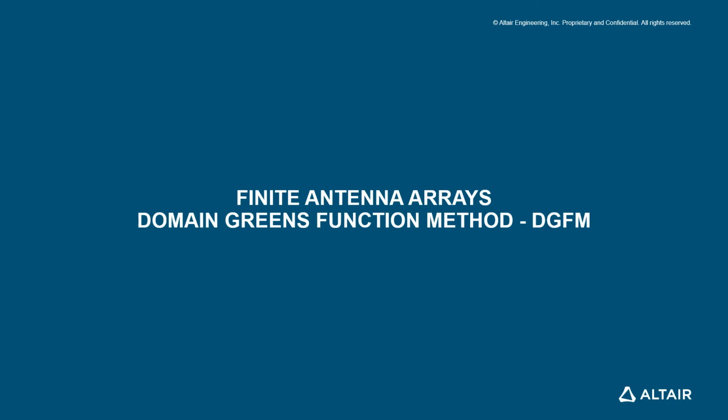So how do we analyze finite antenna arrays more efficiently than just, say, using the brute force way of putting all the elements and throwing it at MLFMM or FEM or other techniques? There is a technique called the domain Green's function method, DGFM, which is not very well known, but it's a very efficient method for finite array analysis. So we'll take a look at it briefly in this.